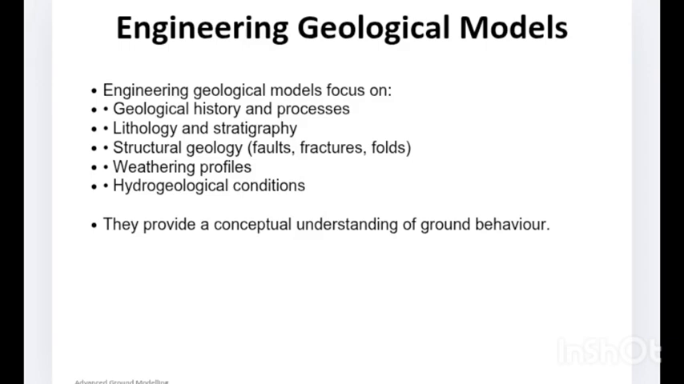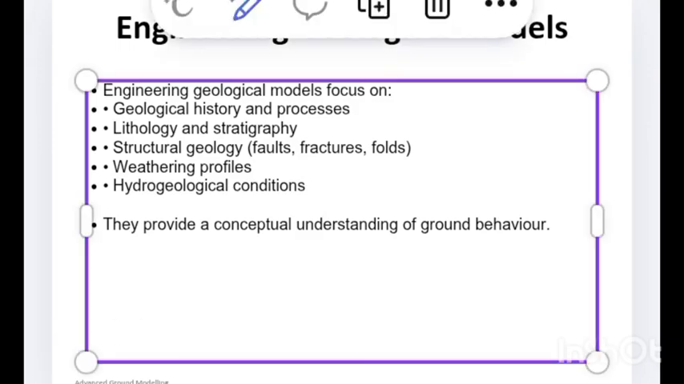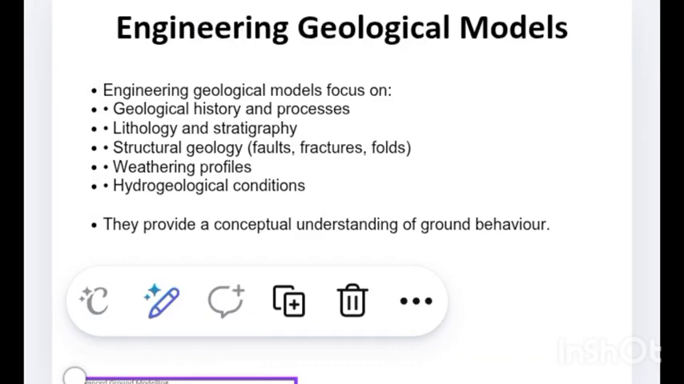So another thing, it also helps with geological structures. Now, what are these geological structures? They include faults, fractures, folds, joints. Such structures may weaken the ground and affect stability. Like you already know, in engineering geology, when we see structures, it rings an alarm bell in our head because it can affect stability.